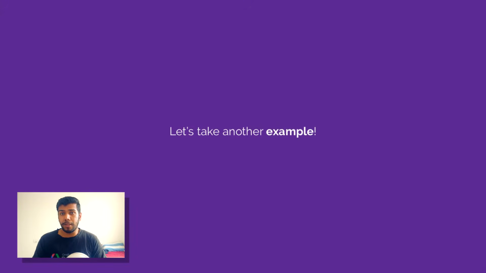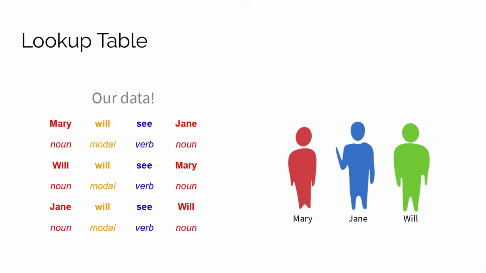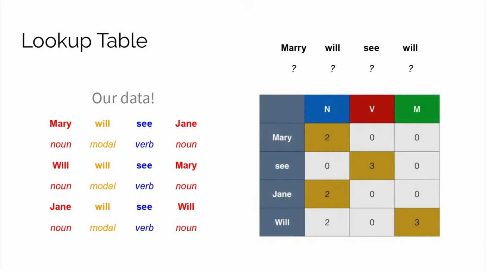Let's take another example. So again, we have three friends, Mary, Jane, and Will. But now our label data has broadened and we have Mary will see Jane, in which will is a modal verb. Then we have will see Mary, in which the first will, since it is the name of the person, is a noun. Then we have will, which is a modal verb, and see is a verb, Mary is a noun. And we also have Jane will see will.